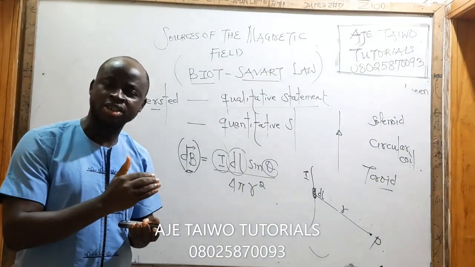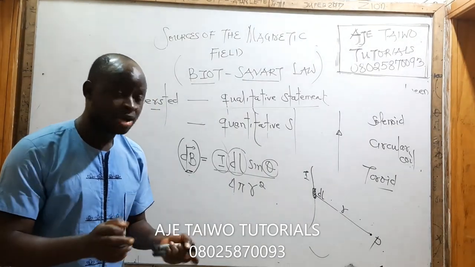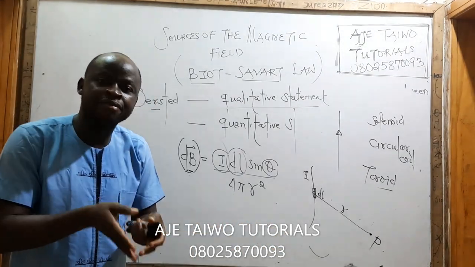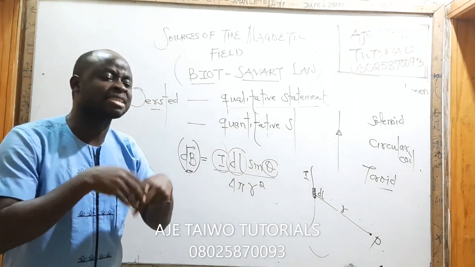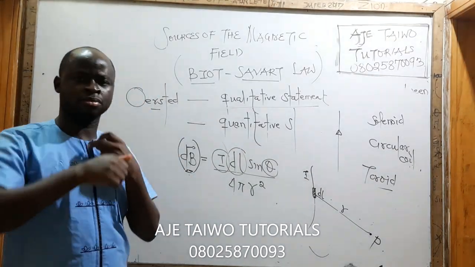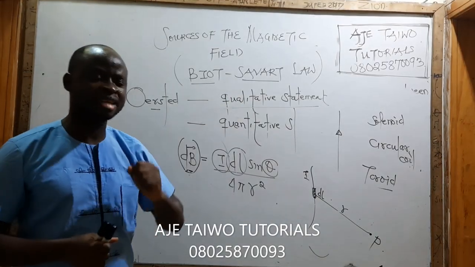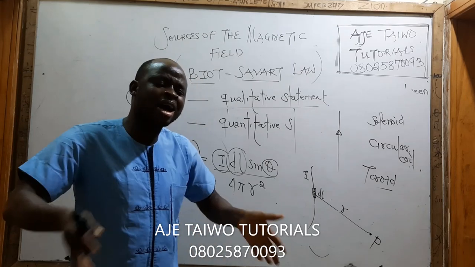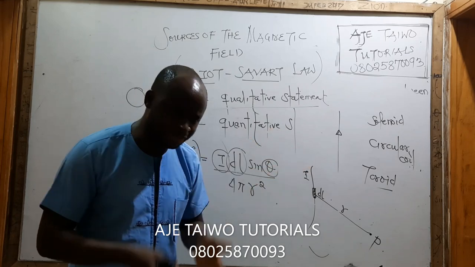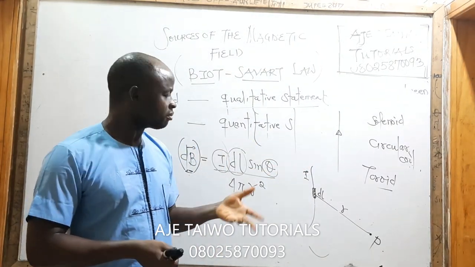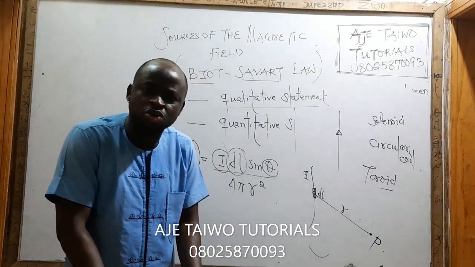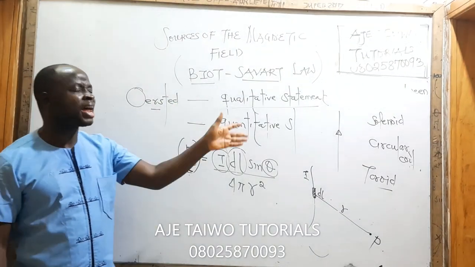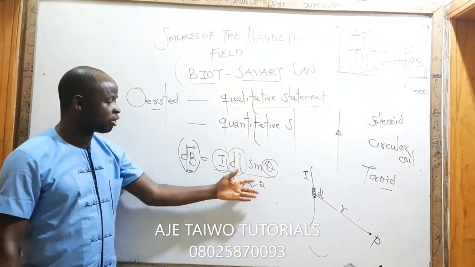Oersted only thought. His thought is very important. Oersted gave us a qualitative statement. He said every current carrying conductor establishes a magnetic field. Kudos to him. Now, Biot-Savart said a conductor carrying current will establish a magnetic field, and the magnitude of the magnetic field created by the current was calculated for different conductors. This is a general statement for us for Biot-Savart.